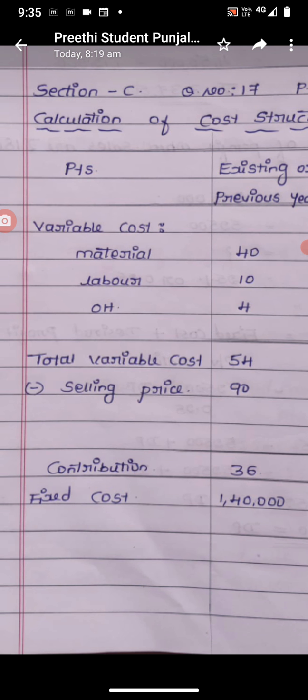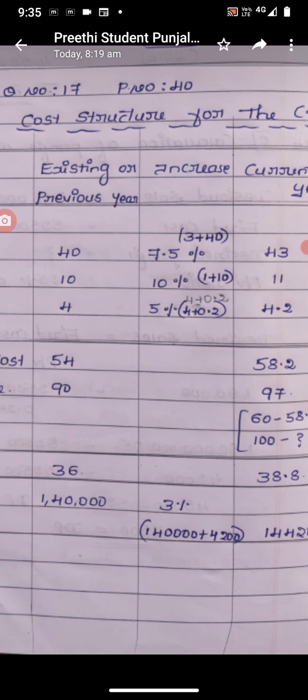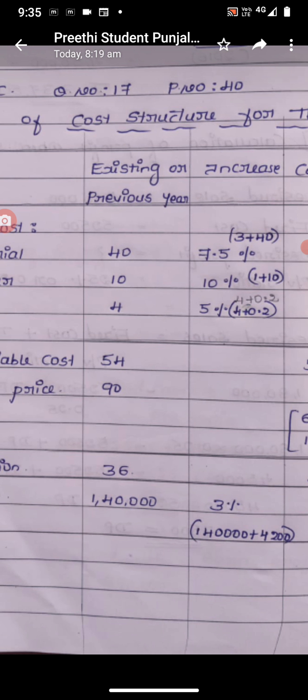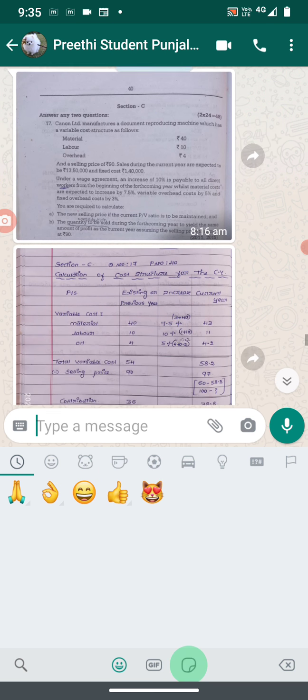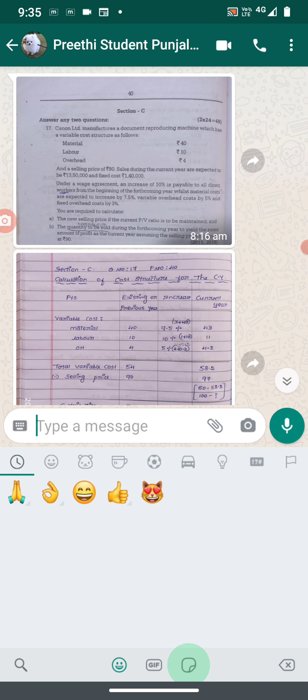So the contribution amounts to 38.8 and fixed cost they have told is a 3% increase. Remember, fixed cost is always on the total amount. So 3% of 1,40,000 comes to 4,200, so it becomes 1,44,200. So this is the calculation. These are just the calculations. Now we have to solve the problem.